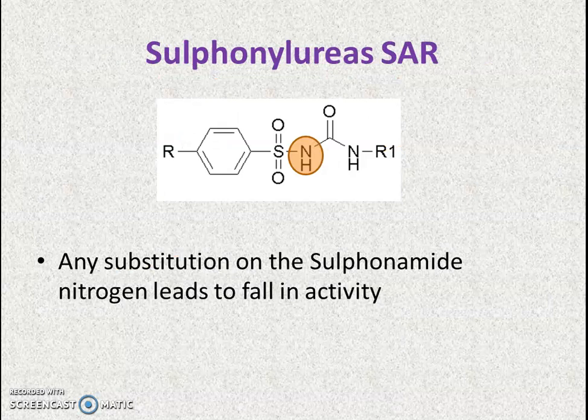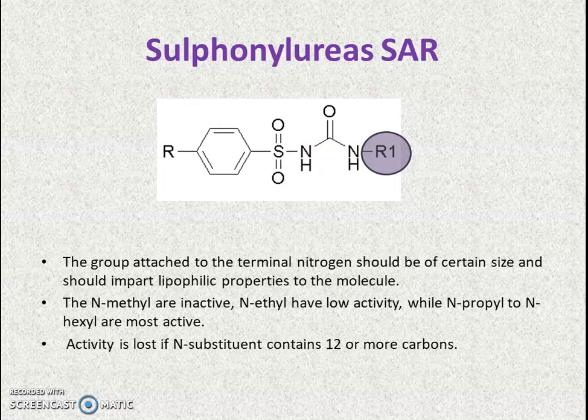The second part, that is the NH nitrogen which is attached, any substitution on this nitrogen will lead to abolishment of the activity. Then you have the third part, that is substitution on the terminal nitrogen. Here it has to be of certain size and it should impart lipophilic properties to the molecule. If you consider small groups like N-methyl or N-ethyl, then it does not have much activity. N-methyl is totally inactive and ethyl has low activity, whereas N-propyl to N-hexyl are the most active. If you increase this chain length to 12 carbons or more, then activity is lost.